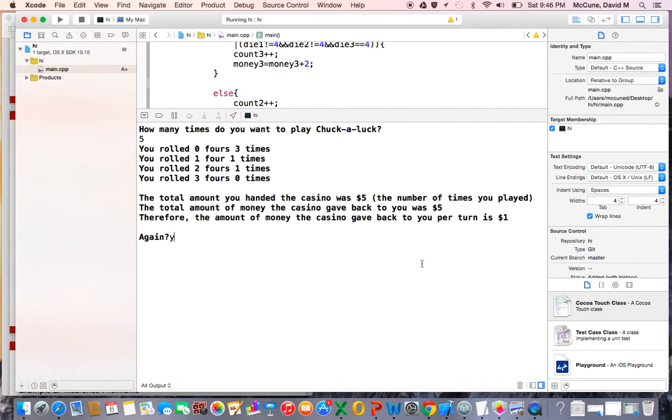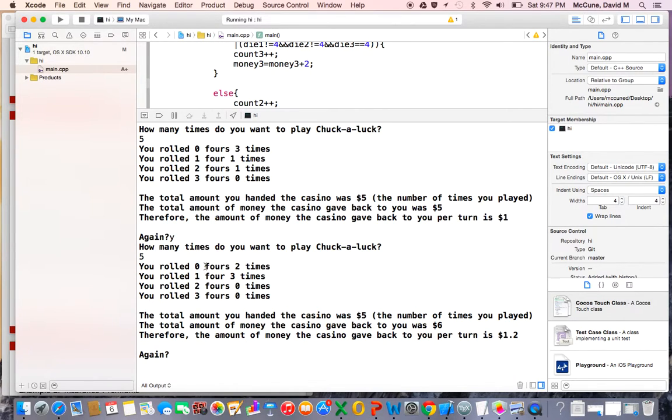So let's do this again. So this is the expected payoff here. This just was the payoff here per turn. The total payoff was $5, but I played 5 times. So I didn't really make anything here. So how many times do I want to play? I'm going to play 5 times again. Wow, this actually went better for me. I won 3 times. It was the lowest win, but that's okay. So the total amount of money again was $5. This time the amount of money they gave back to me was $6. So that's good. The amount of money the casino gave back to me per turn was $1.20.